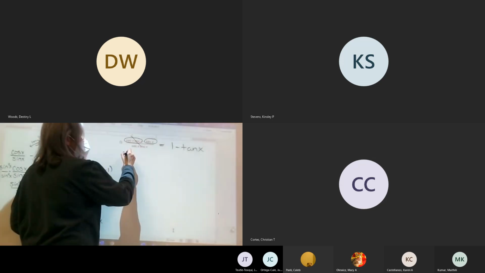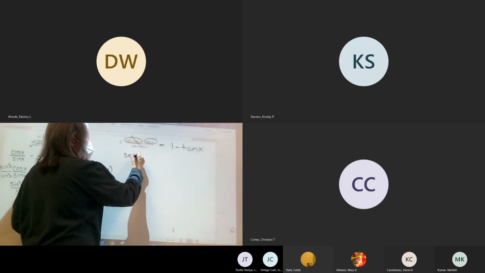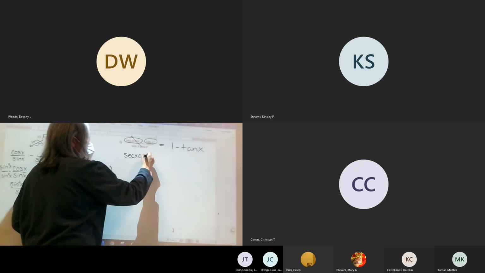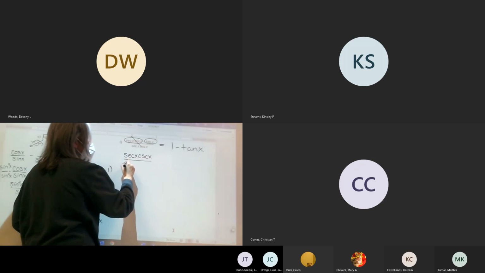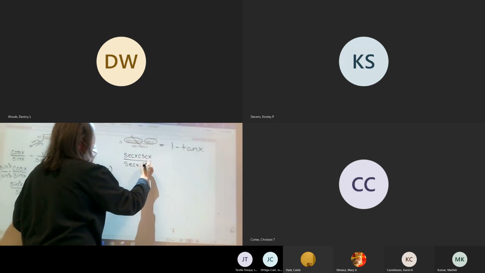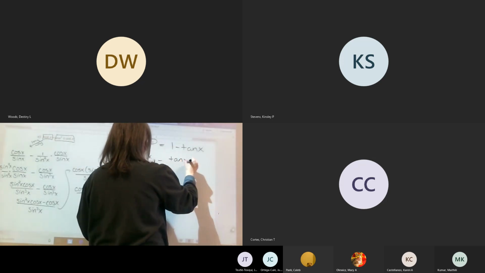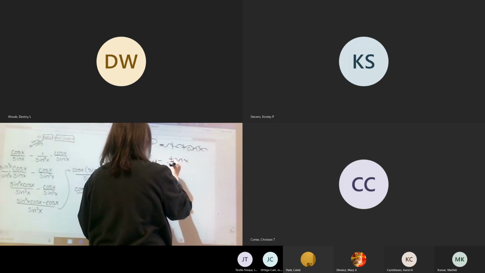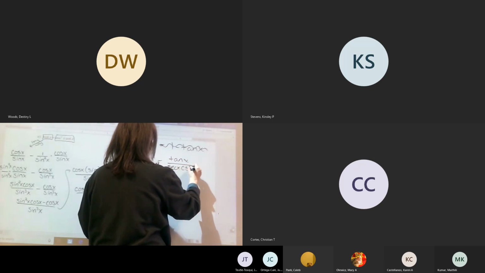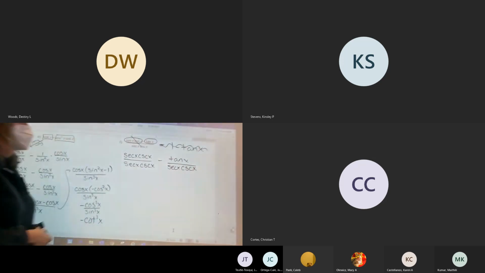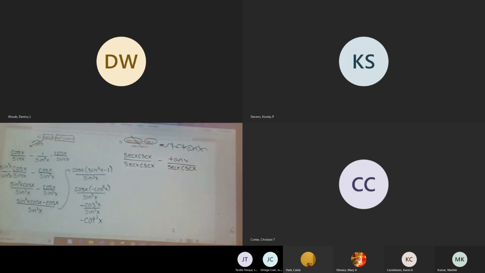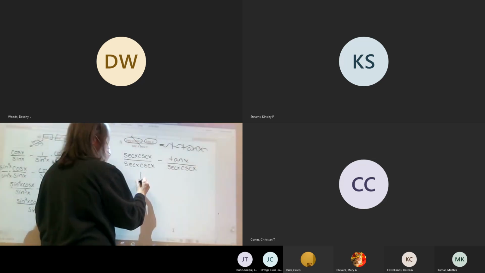So when you're thinking about this, it's really secant of x cosecant of x over secant of x cosecant of x, minus tangent of x over secant of x cosecant of x. Now, of course, that first fraction is 1. So you were 100% right about that. It's the second fraction that's the issue.